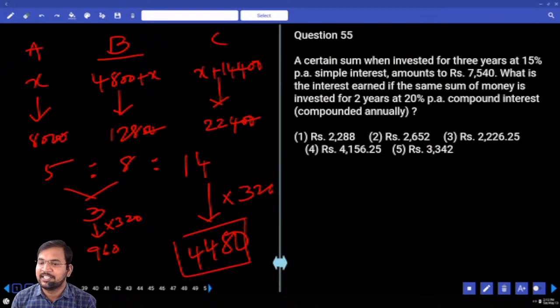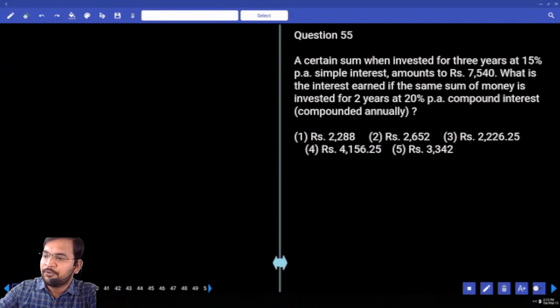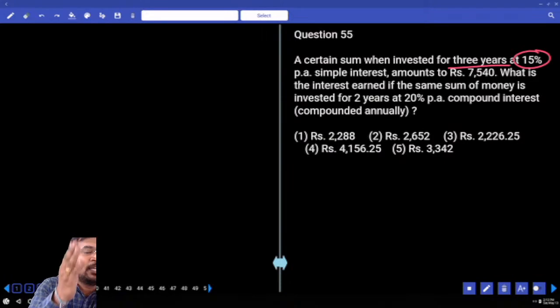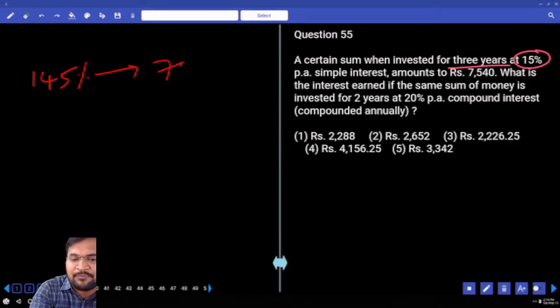Next, a certain sum was invested for 3 years at 15% per annum simple interest and amounts to 7540. What is the interest if the same sum of money is invested for 2 years at 20% compound interest? See here all of you, 15% rate of interest. How many years? 3 years is nothing but 45%. Principal is 100%, interest is 45, amount is 145%, which is nothing but 7540.